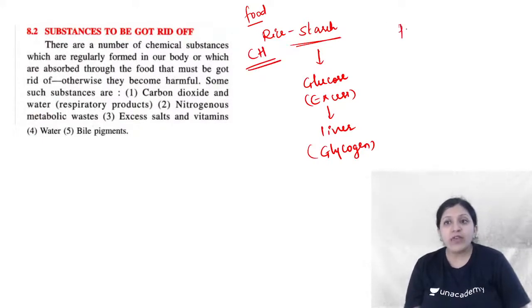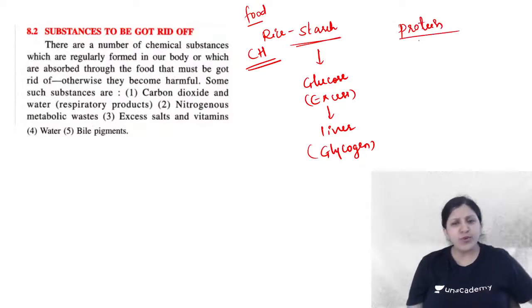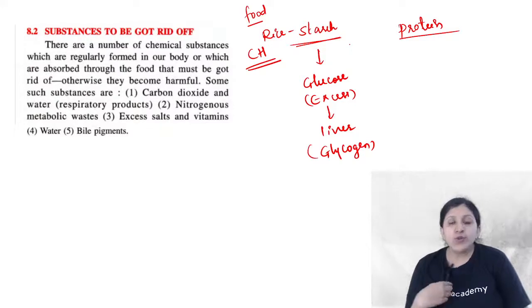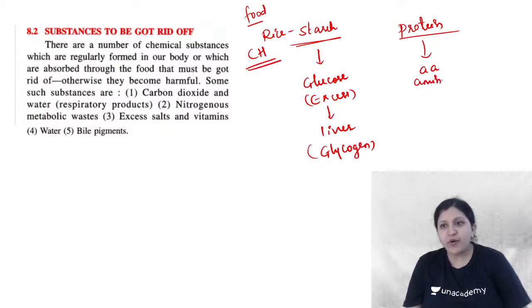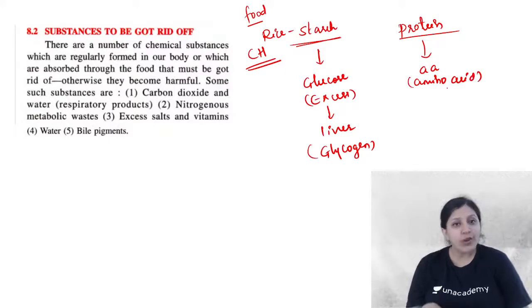Now, let's say we are consuming protein in excess. We are consuming a very protein-based diet, for example those who are consuming meat. Their food is rich in protein. Whenever too much protein is taken, amino acid formation will occur. That means the protein is broken down and amino acids are formed. This amino acid we cannot store in our body for a longer time period, or it is usually not stored.